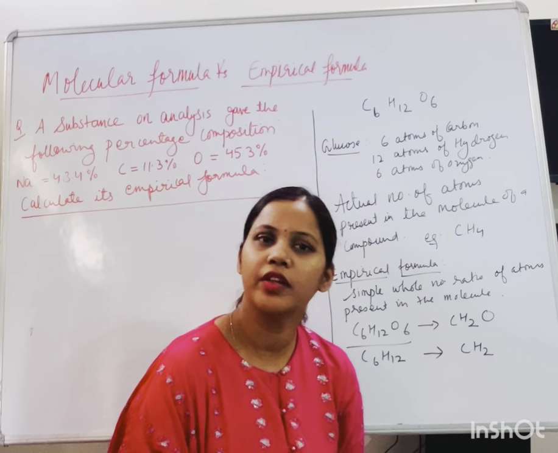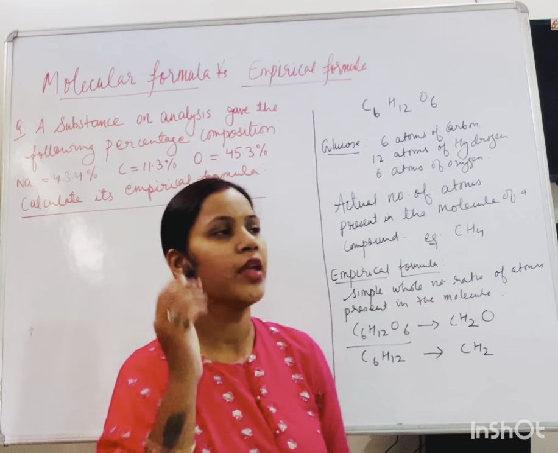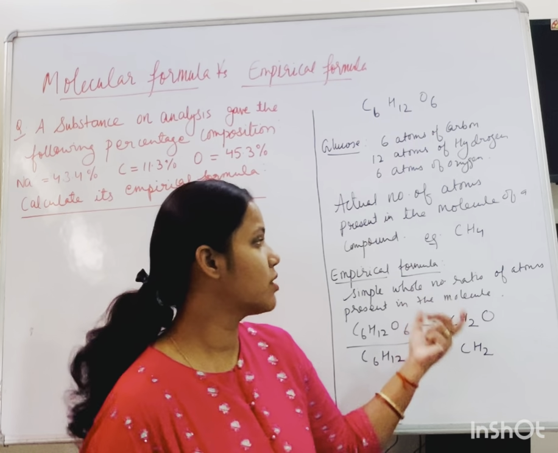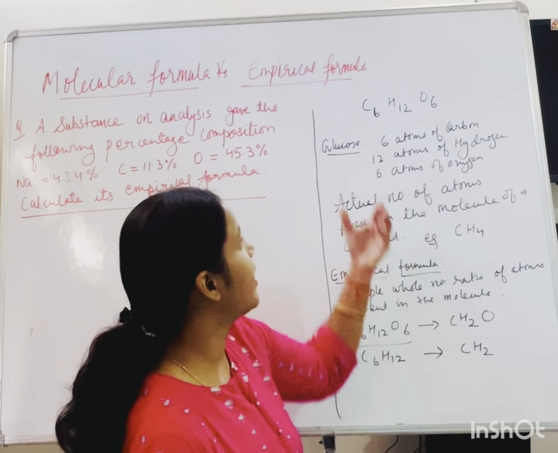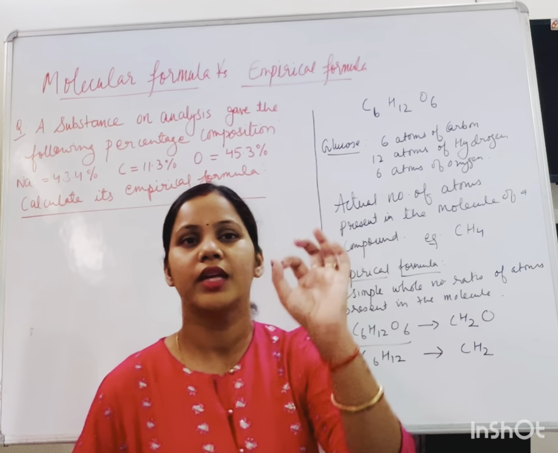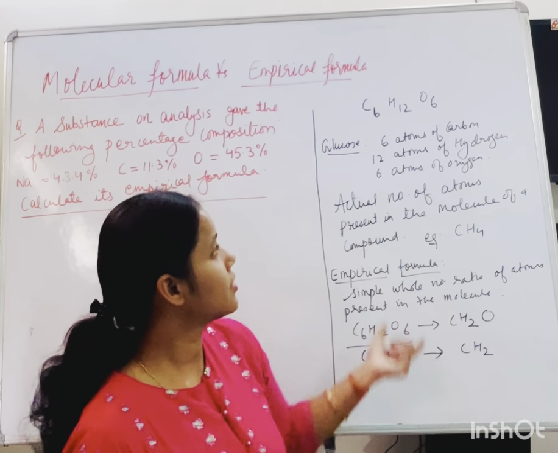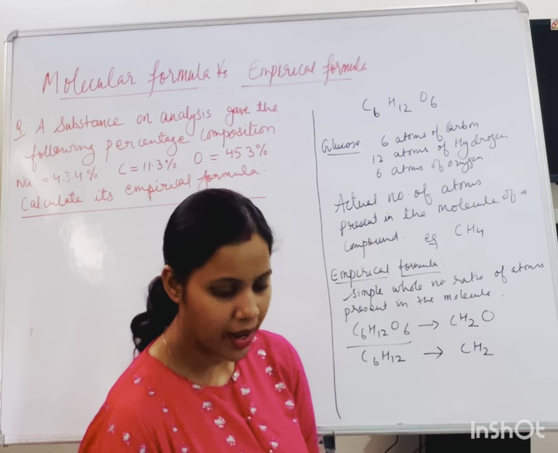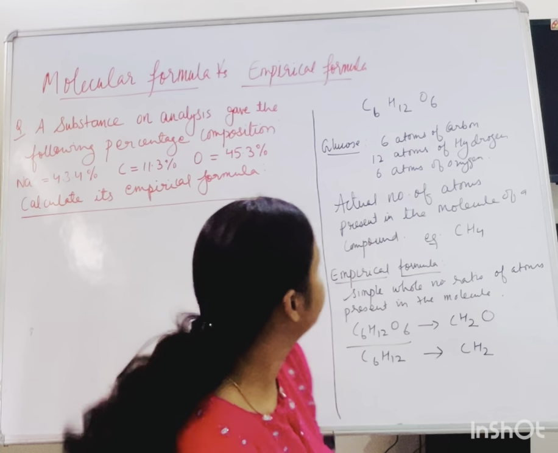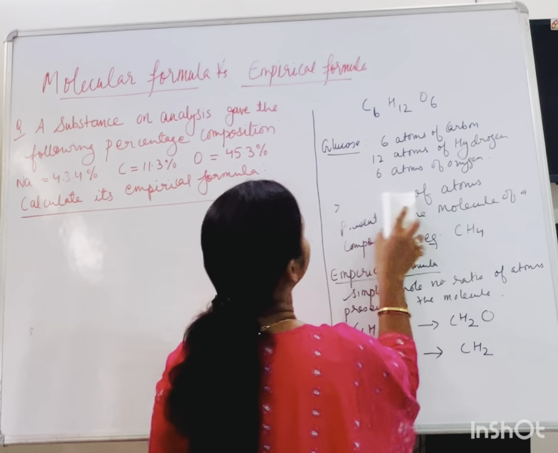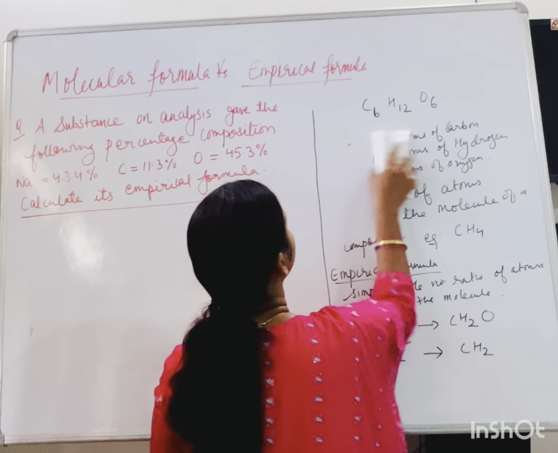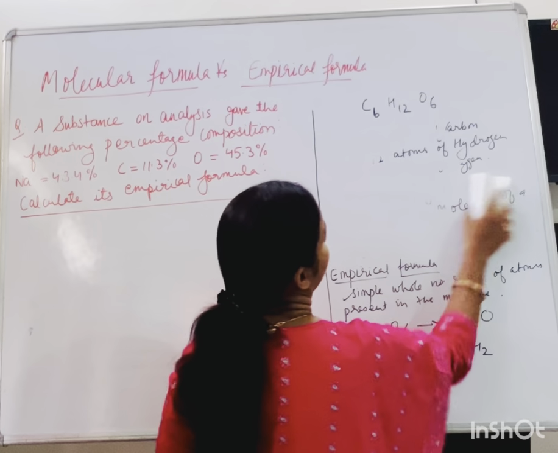What is the difference between empirical formula and molecular formula? Empirical formula tells us about the simple whole number ratio of atoms, whereas molecular formula tells us about the actual number of atoms present in the molecule. Then what is the relation between the molecular formula and the empirical formula? You can note it down. Then we will do a numerical.